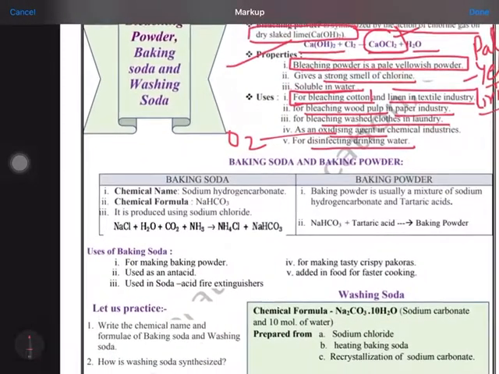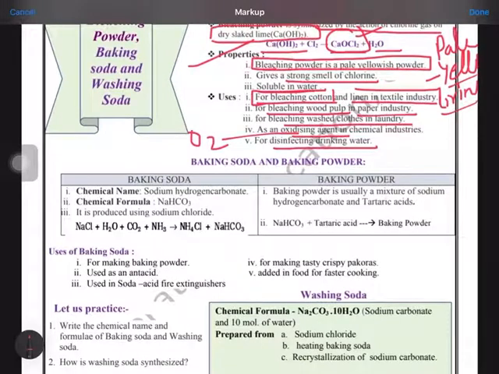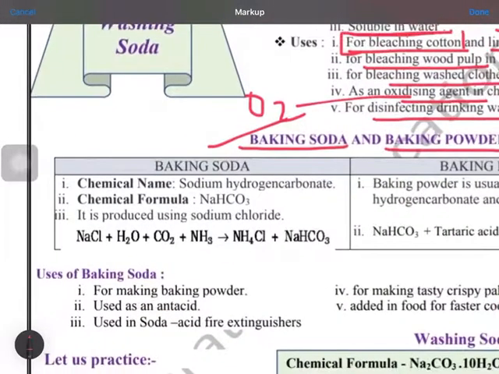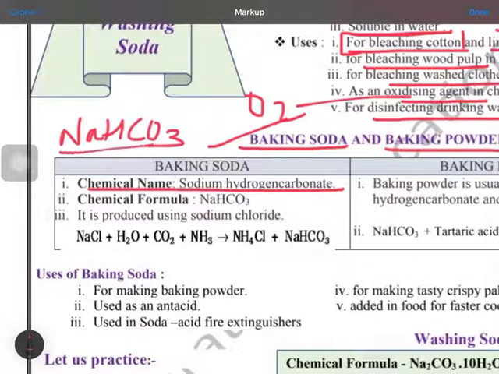Now we come to the other two salts which are very important. We are talking of baking soda, and there is always confusion between baking soda and baking powder, because baking soda we use for washing purposes, and baking powder we use for edible purposes, that means eating purposes, adding to different substances. So first we talk of baking soda. Baking soda is actually sodium hydrogen carbonate, NaHCO3. So this is baking soda.